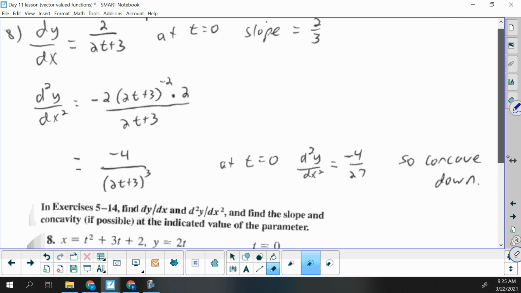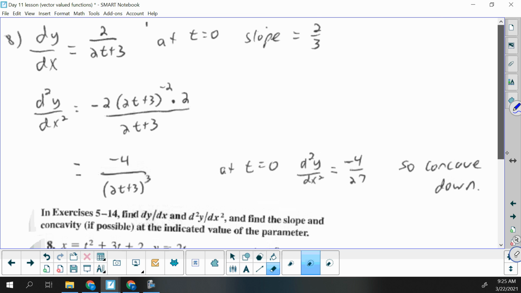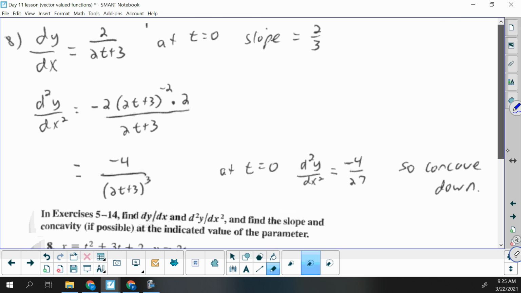These ones were from earlier in the unit. Do the derivative of the y part over the derivative of the x part. When you sub in 0, you get 2/3. For the second derivative, do the derivative with respect to t of the first part, which gives us this, and then you always have to do it over dx/dt. Neaten that up, sub in 0, we get negative 4/27, so we are concave down.